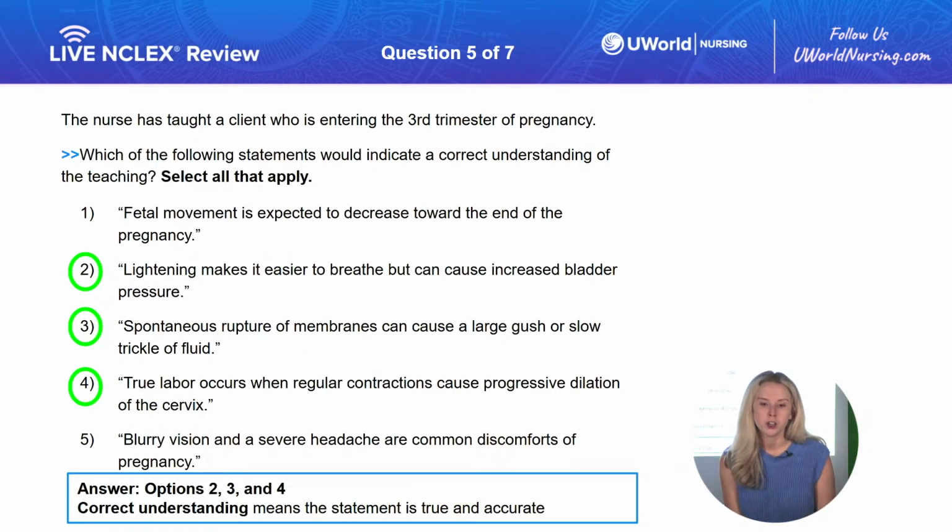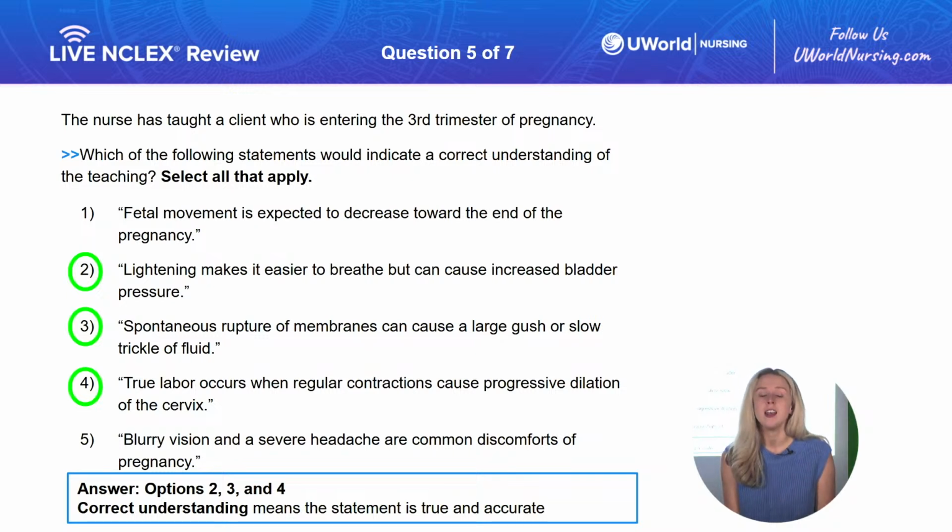1 and 5 were incorrect. So why was this? Fetal movement is expected to decrease towards the end of pregnancy. This should absolutely not decrease. This is a cause for concern and a need to go in, notify your healthcare provider, go into the triage of your local L&D unit. We want to make sure we're keeping an eye on those fetal kick counts. If they're decreasing, this is a cause for concern, not a reassuring sign. This is an incorrect understanding of the teaching.